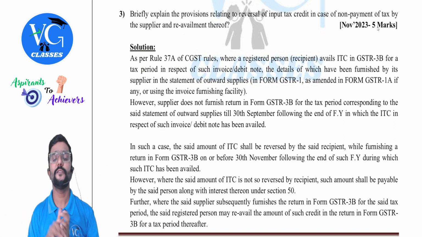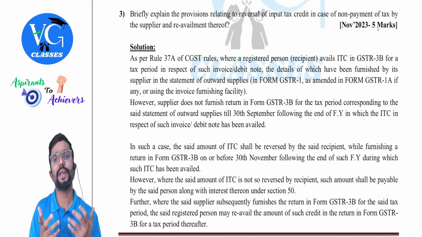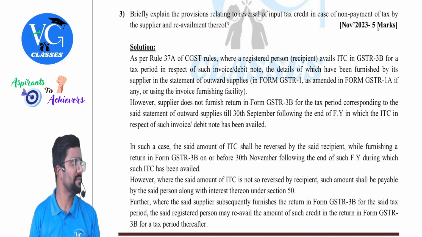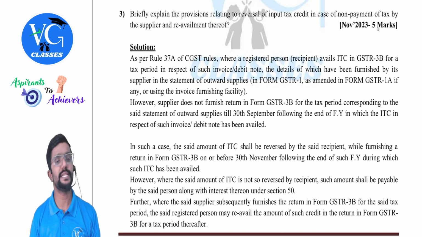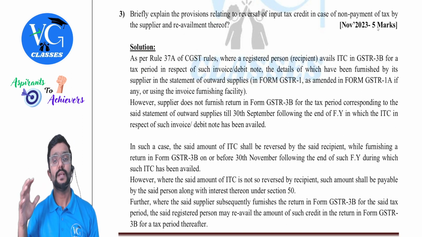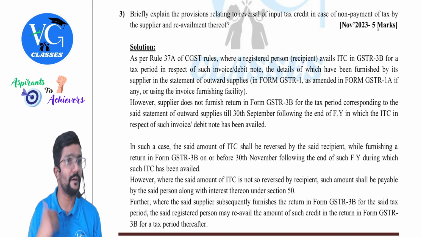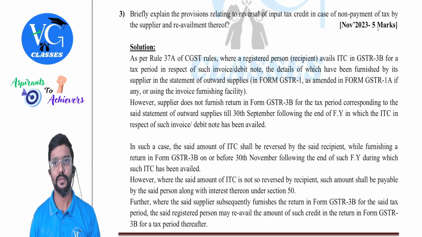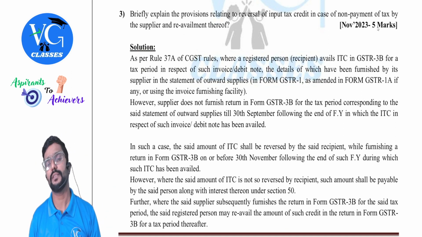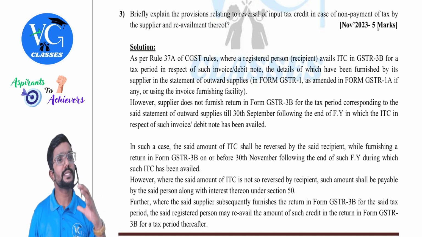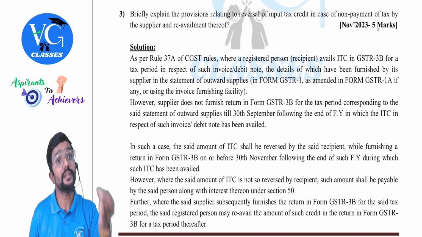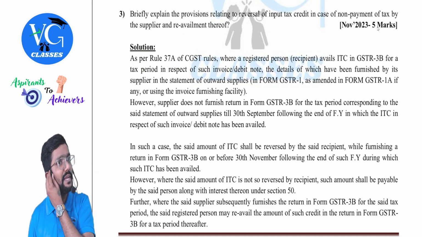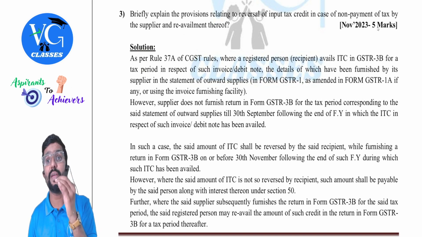Is that clear? Sir, if this kind of question is asked, what do I do, sir? You also explain rule 37A only. Actually, rule 37A will not tell about non-payment of tax. It will tell about non-filing of GSTR 3B. But actually, sir, payment will happen through which return? GSTR 3B only. If anything has to be paid, how will a person pay it?